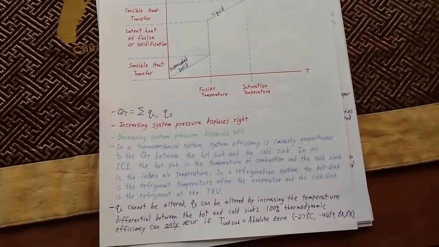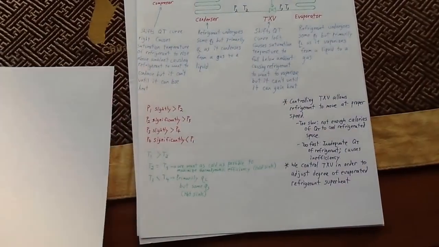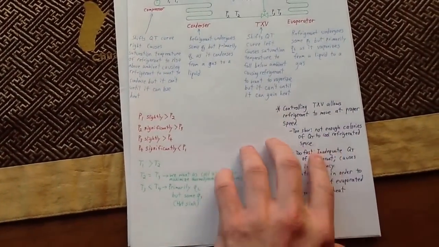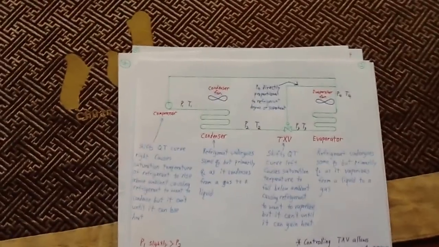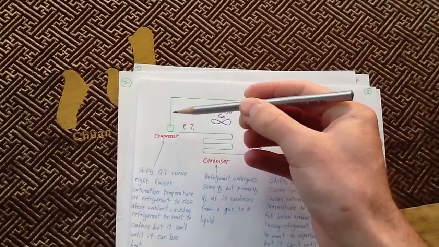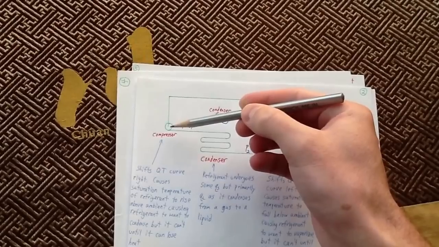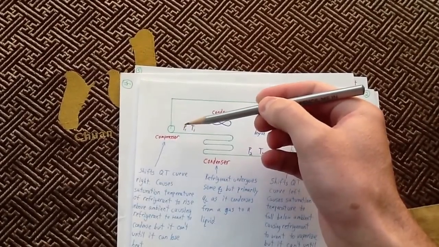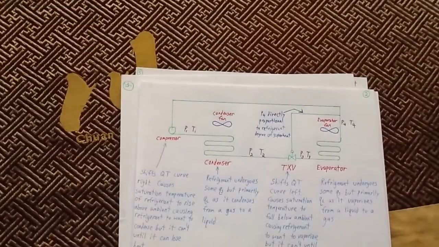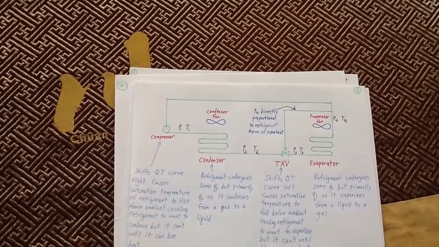Okay, so now that we have a basic understanding of heat transfer, let's move on to a basic refrigeration cycle. Okay, right here you have a compressor, and the purpose of the compressor is to take gaseous refrigerant that's fed to it. It compresses it. When it compresses it, it increases the pressure.